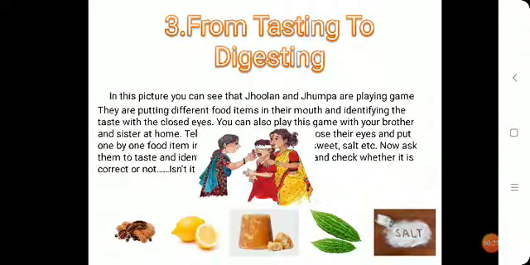In this picture, you can see that Jhumpa and Jhulan, who are sisters, are playing a game with their mother in which they put some food items in their mouth and identify the taste of the food with closed eyes. You can also play this game with your family members and trust me, you will enjoy it thoroughly.